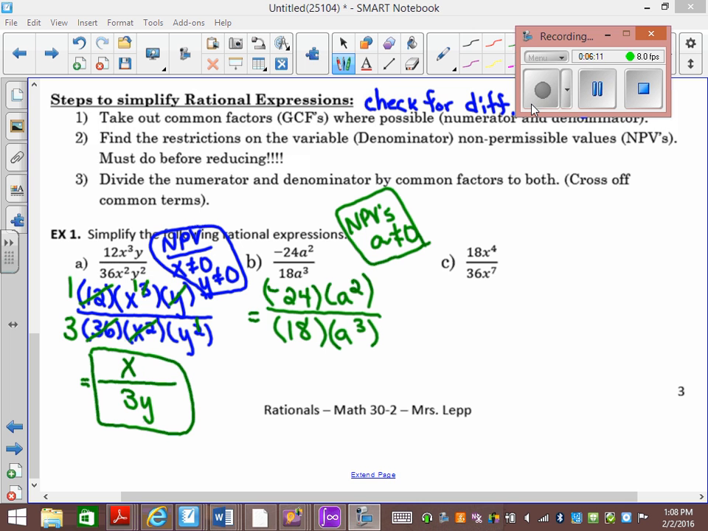Yeah, 6. If I take a 6 out of negative 24, I'm left with negative 4. If I take a 6 out of 18, I'm left with 3. Then Grant, what can I take out of a squared and a cubed? Yes. So I can take 2 a's out of there, and then 2 a's out of here. I'm left with a 1. And so on the top, I'm left with negative 4 times 1, which is negative 4. And on the bottom, I'm left with 3a.